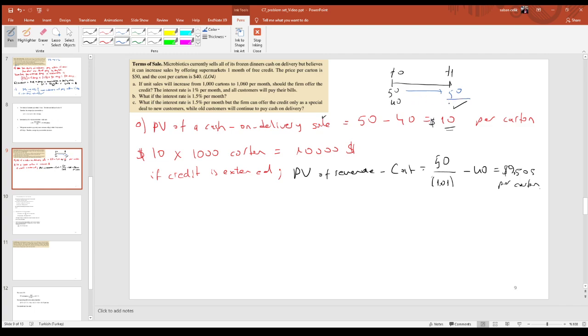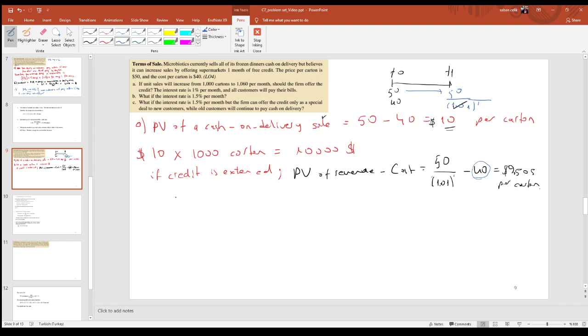So how do you do that? You discount by 1.01 to the power of 1. Okay, so this is this one here. Why didn't I discount 40? It's because 40 takes place at T0 already. That's why I don't need it. So let's calculate if you sell 1000.